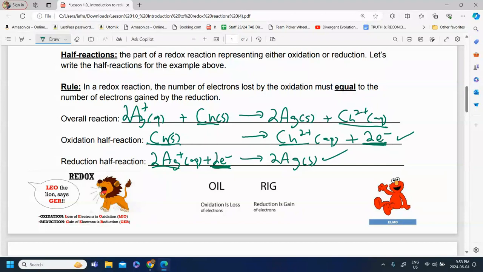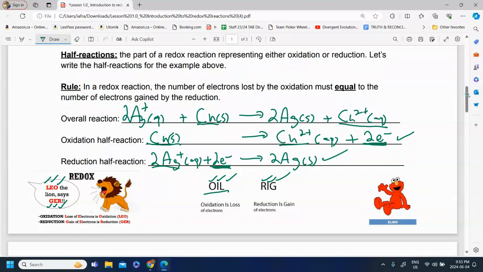To remember what oxidation is and what reduction is, there are several tricks that are used. For example, OIL RIG is a great trick. Oxidation is loss, that's OIL, and then reduction is gain. You can also have Leo the lion says GER. LEO is loss of electrons is oxidation, and GER is gain of electrons is reduction.